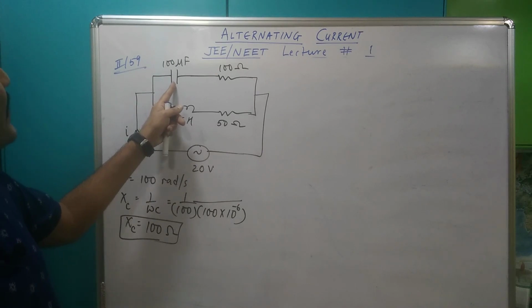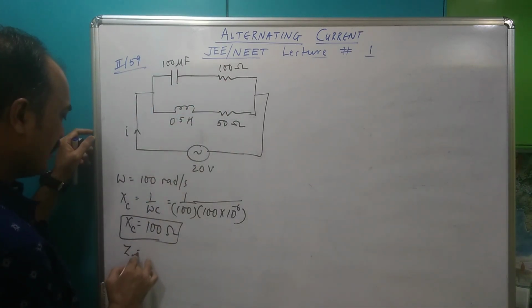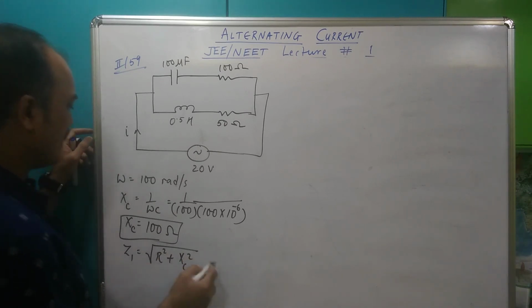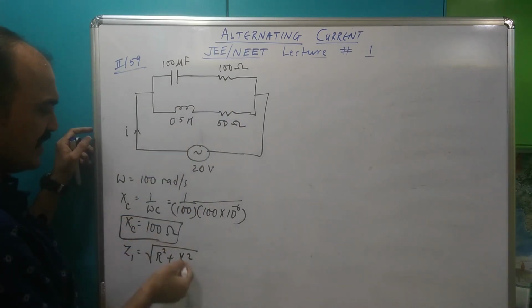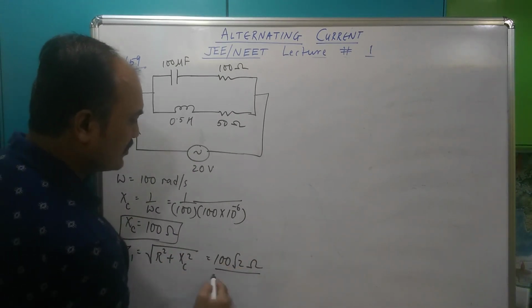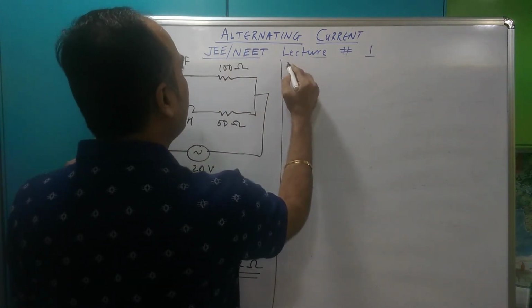So this XC is 100 ohm, this is 100 ohm, so what will be Z1? Won't it be root of R square plus XC square? 100 square plus 100 square, 100 root 2 ohm. I've got Z1. Now for the lower branch's Z2, I need inductive reactance.